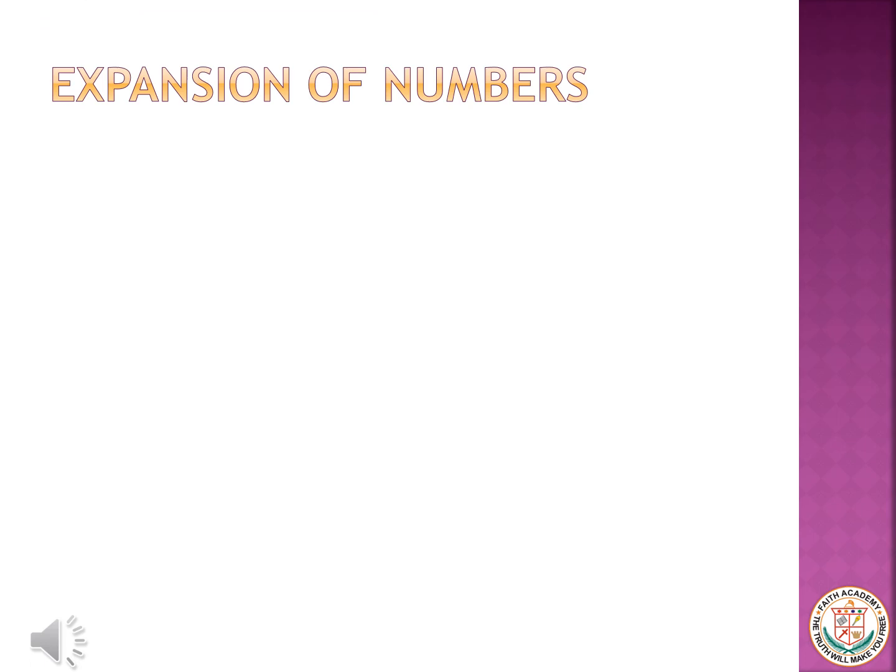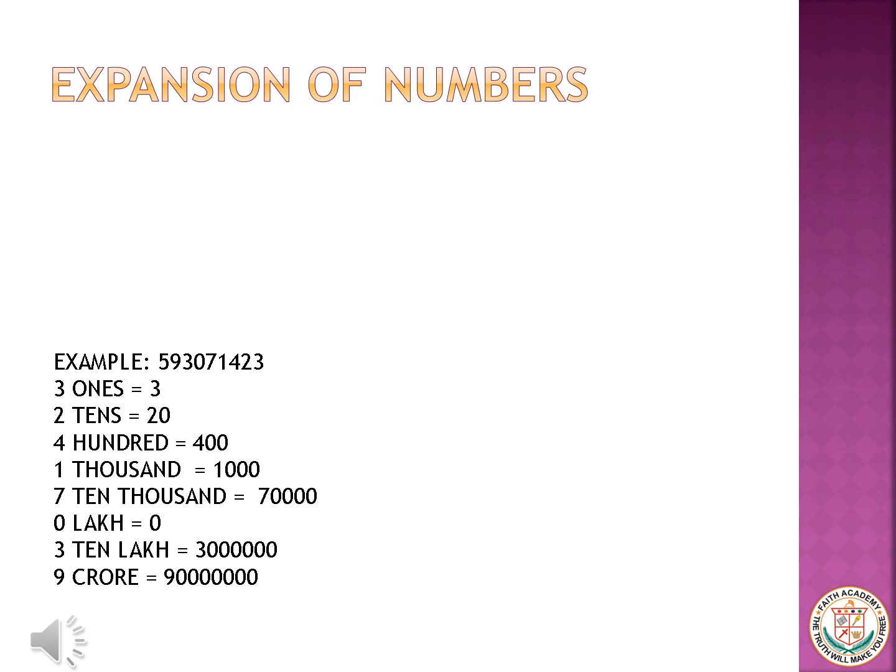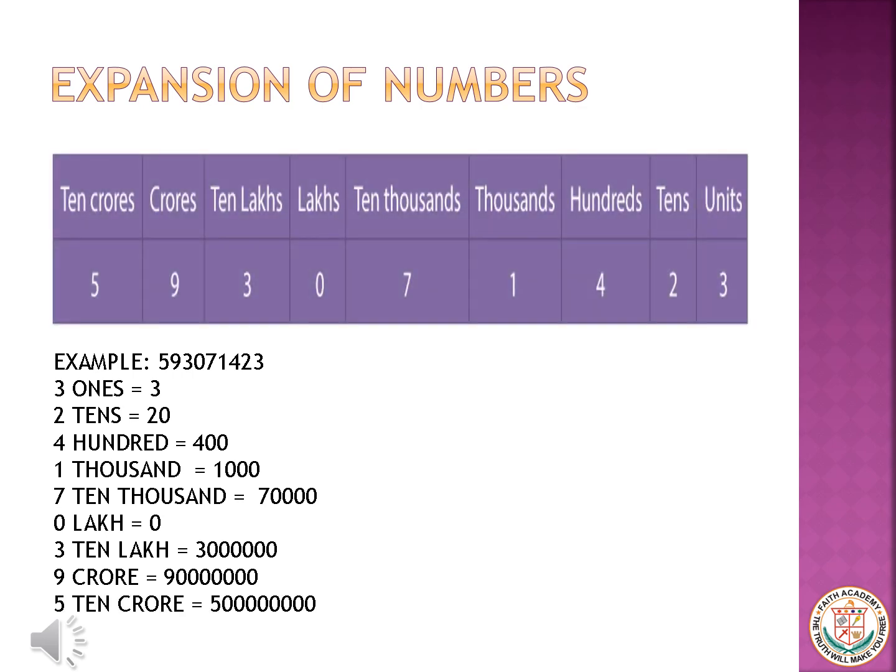As we have learned the place value system, let us now learn how to expand the numbers. Let us take the example 59 crore 30 lakh 71,423. Here 3 ones is equal to 3, 2 tens is equal to 20, 400 is equal to 400, 1000 is equal to 1000, 7 10,000 is equal to 70,000, 0 lakh is equal to 0, 3 10 lakh is equal to 30 lakh, 9 crore is equal to 9 crore and 5 10 crore is equal to 50 crores.